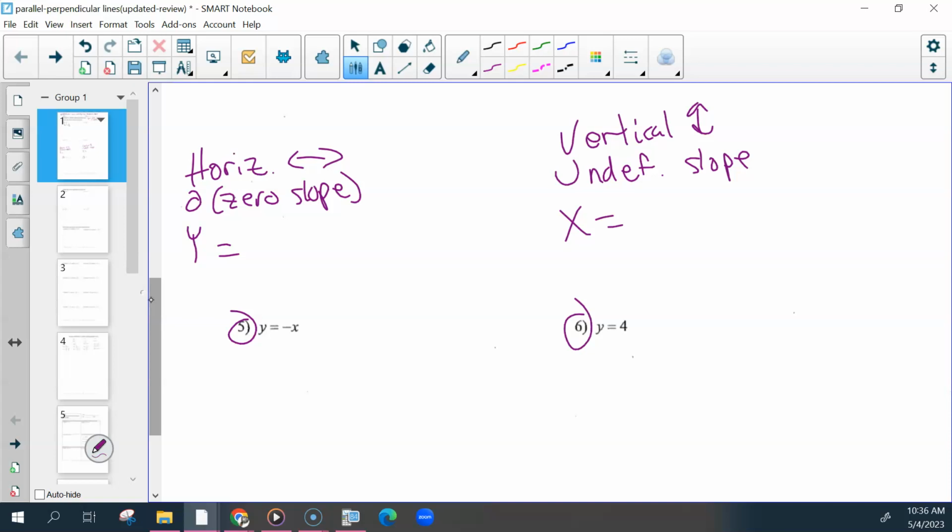So once you have that written down, look at number 5. What would be the slope that's parallel to the equation given? What is the slope of this? There's a number in front, it's just invisible. -1. So the parallel slope would also be -1. That's 3, 1, 1.